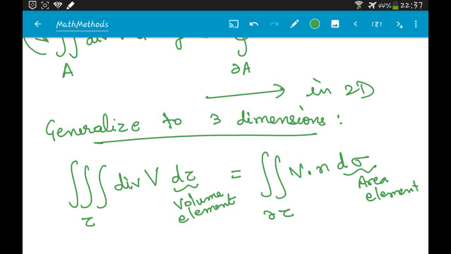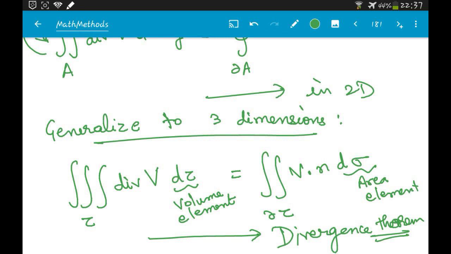So remember, Green's theorem, what I have shown you, cannot be generalized to 3 dimensions. That is always in 2 dimensions, in a plane. But this divergence theorem, which is related in some manner to Green's theorem, can be generalized to 3 dimensions. Okay, alright. Now let's look at another form of this.